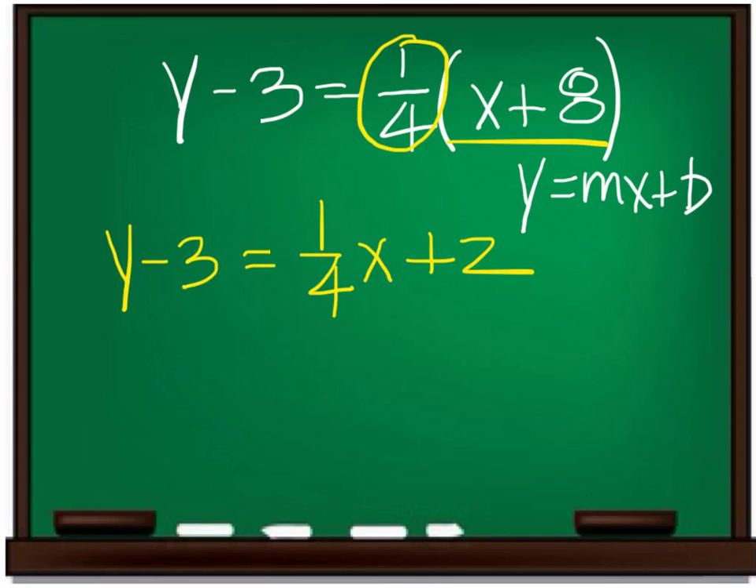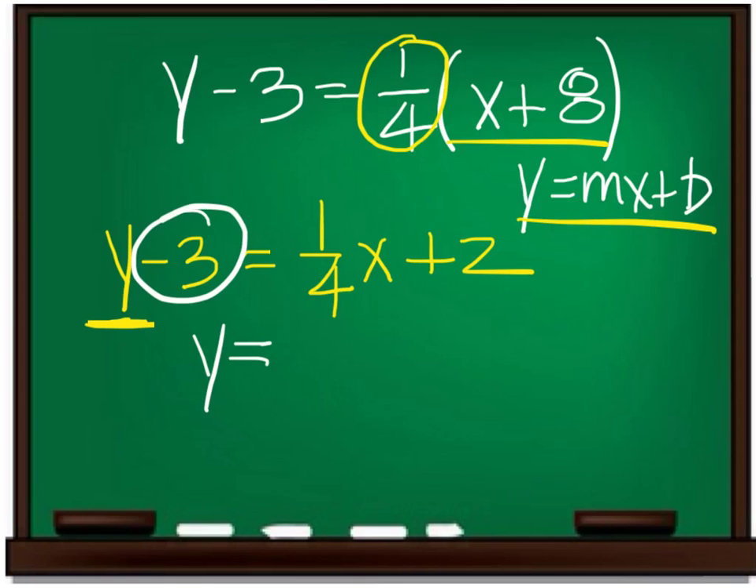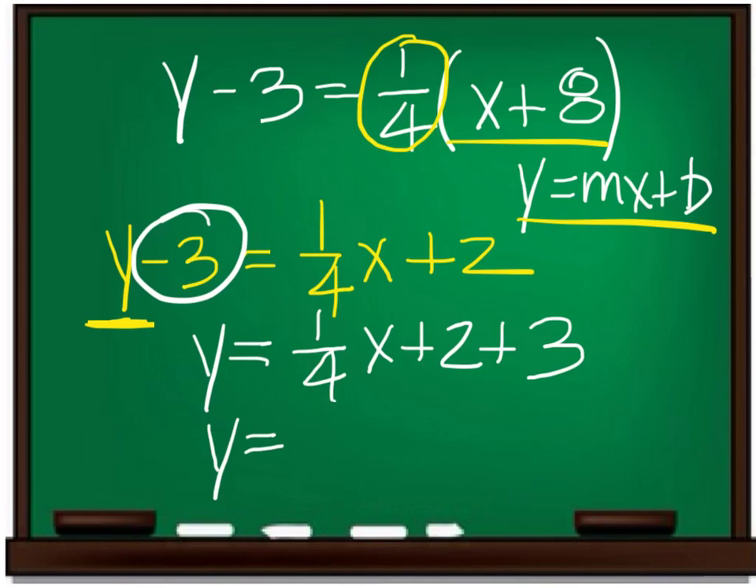And then, since you're going to slope-intercept, you need to have the y by itself on the left, and move what's with it to the right and change the sign. The last thing you have to do is to simplify the back end of it. 2 plus 3 is 5.